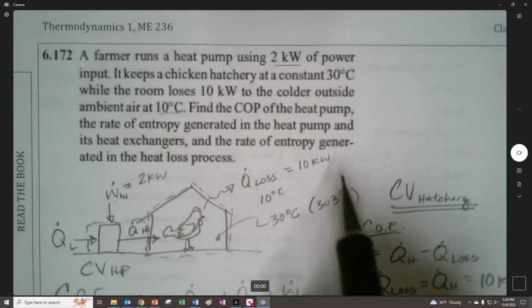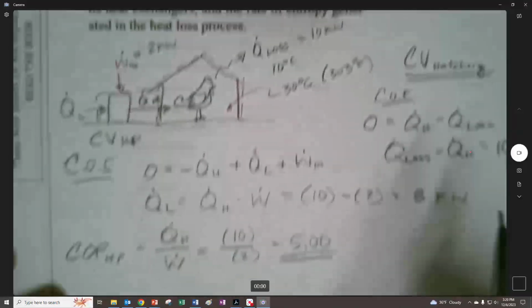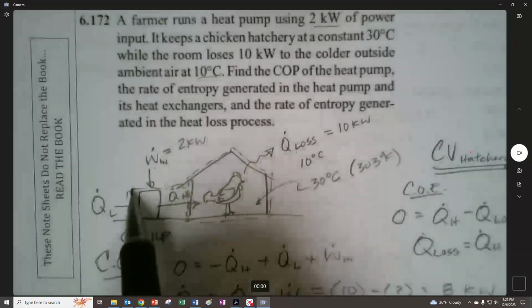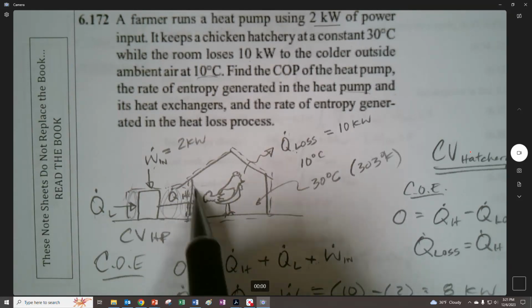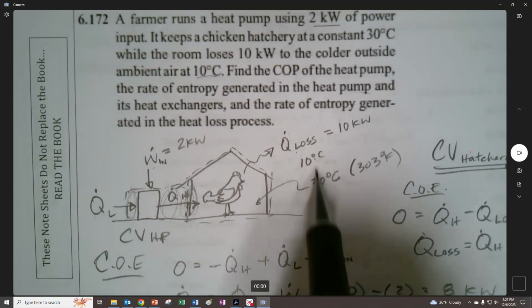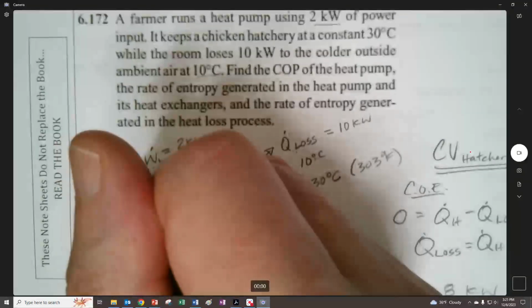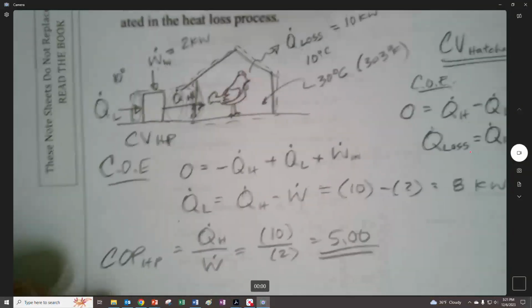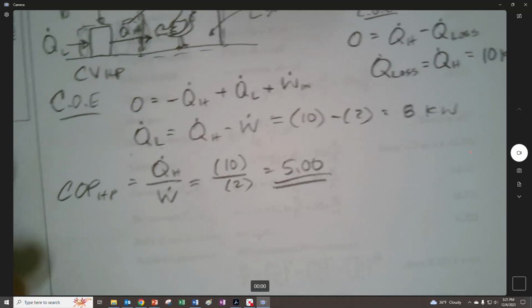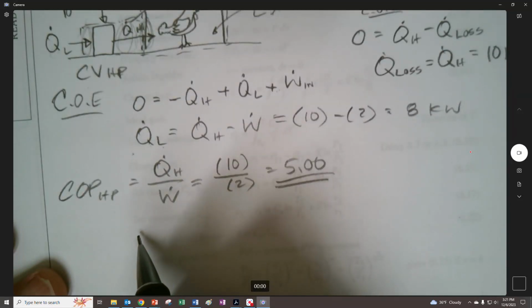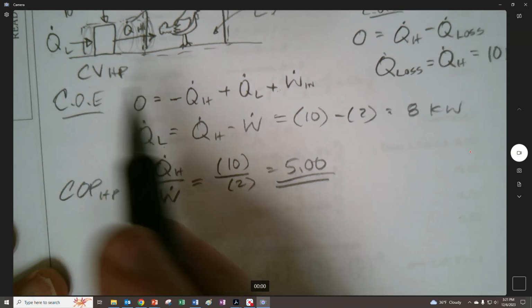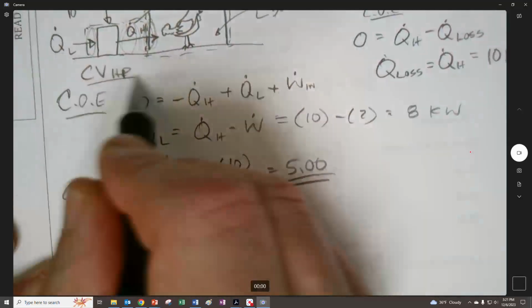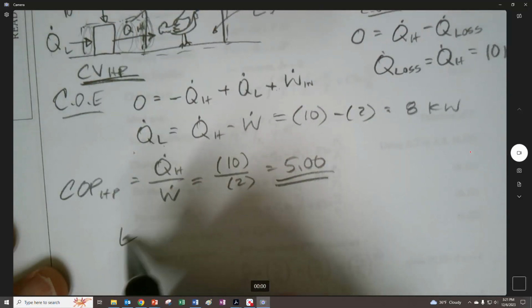The rate of entropy generated by the heat pump and its heat exchangers. Oh, I guess we're grouping them together. So there is a heat exchanger out here, a heat exchanger right here, I guess like right in there. So we're going between 10 degrees out here and 30 degrees inside there. So here we're still using the control volume of the heat pump and find the entropy.